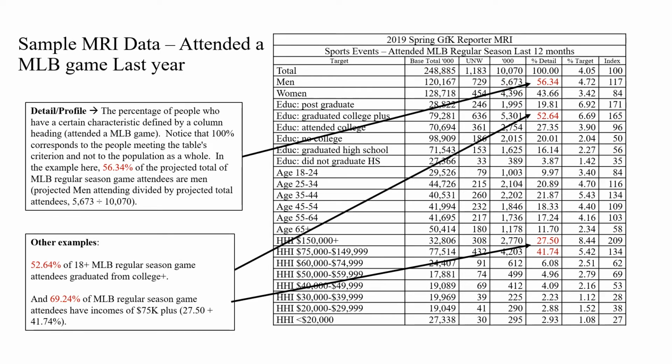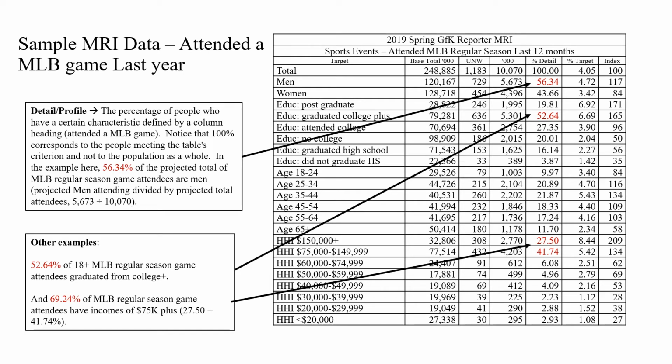Now things get a little bit more complicated. Okay, the next column over from those three zeros is called the percent detail or the profile. This is the percentage of people who have a certain characteristic defined by a column heading, in this case, attended a Major League Baseball game. Notice that 100% corresponds to the people meeting the table's criterion and not the population as a whole. In this example, 56.34% of the projected total of the people who attended a Major League Baseball game were men.